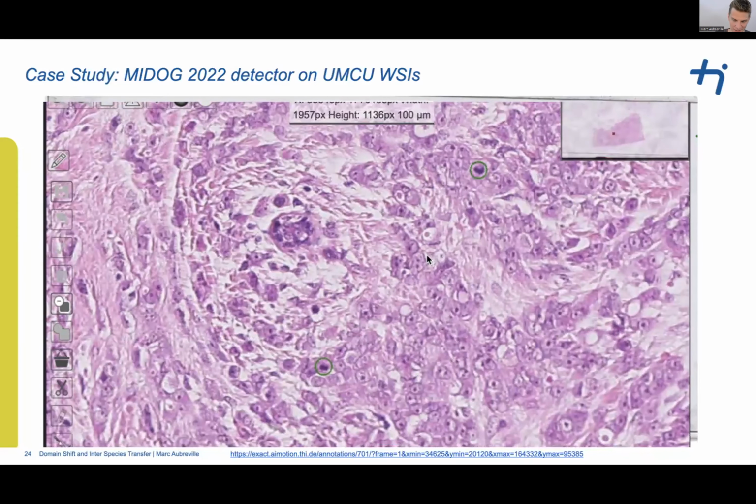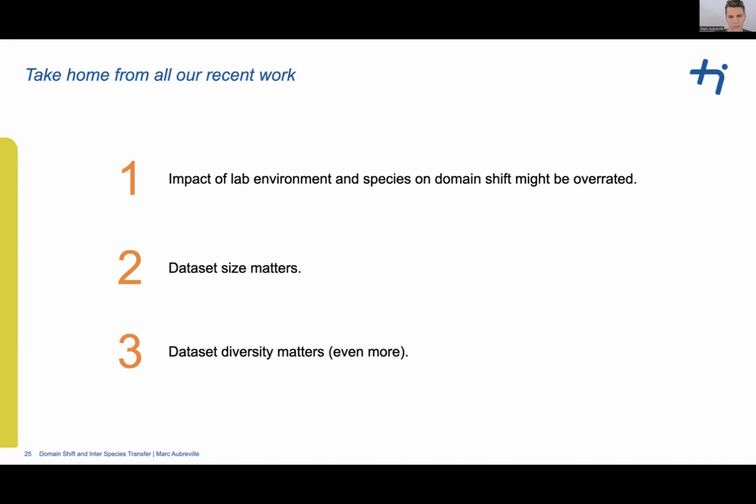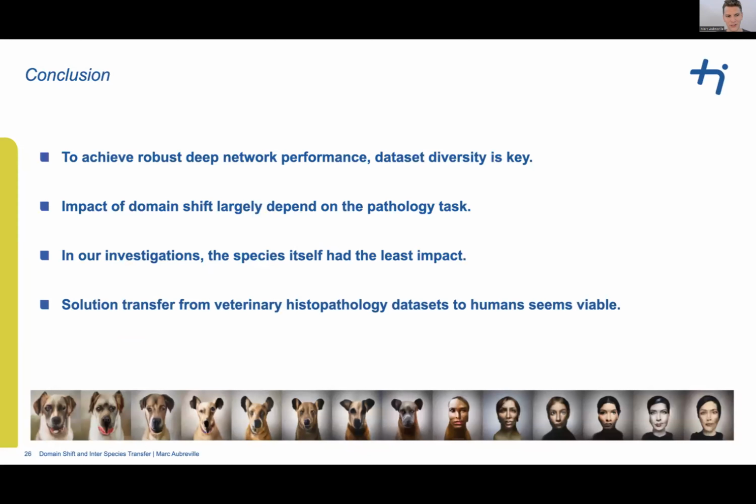So to finally conclude with my take home: the impact of the lab environment and the species on the domain shift might be overrated. The dataset size matters by a lot. The dataset diversity matters even more. So to achieve robust deep learning performance, dataset diversity is really what you want and need. And the impact of domain shift is largely dependent on the pathology task. In our investigations, the species itself had the least impact. This means that the solution transfer from veterinary histopathology datasets to humans seems really viable.